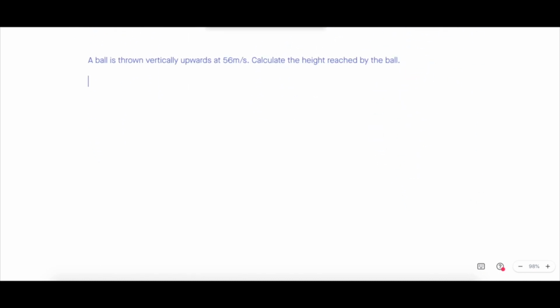So let's try another example. A ball is thrown vertically upwards at 56 meters per second. Calculate the height reached by the ball. Again, this is constant acceleration, so you can use SUVAT. This time we don't know s. We want to work out what s is, the height. u we've been given, because it's thrown at 56 meters per second, so that's our starting value.